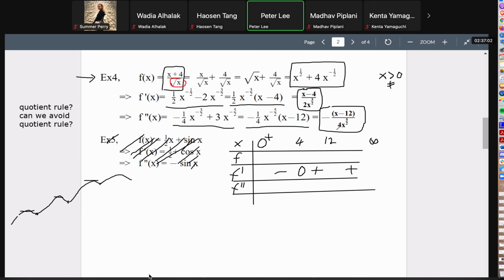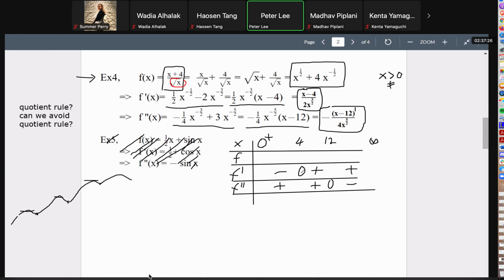Now f double prime. We get a 0 when x equals 12. Now when x is bigger than 12, that's a plus, but we have minus here, so we have minus here. When you cross over x equals 12, we cross over a single root, so we change sign. Plus here, plus here. Here's this. Now so far so good.